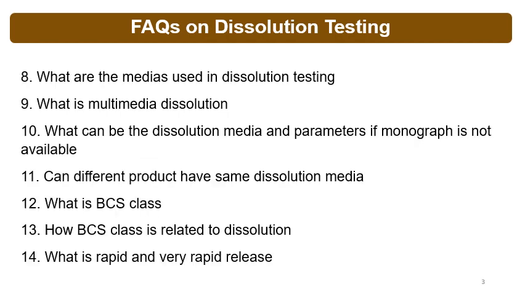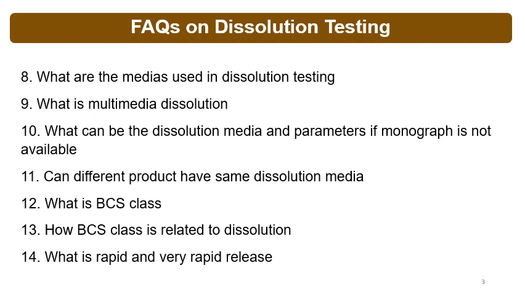Then, what are the medias used in dissolution testing? The medias like 0.1 normal HCl, pH 4.5 acetate buffer, pH 6.8 phosphate buffer, pH 7.5 phosphate buffer can be used. Water can also be used as a media. These medias may be with surfactant or without surfactants.